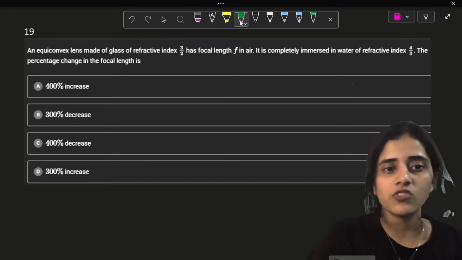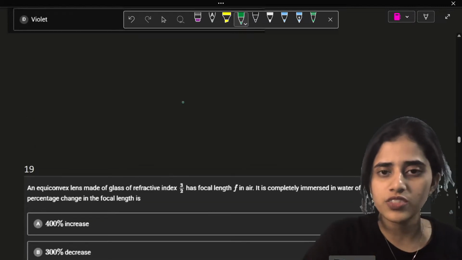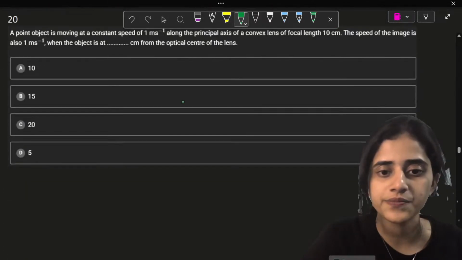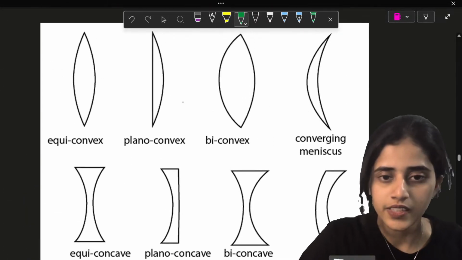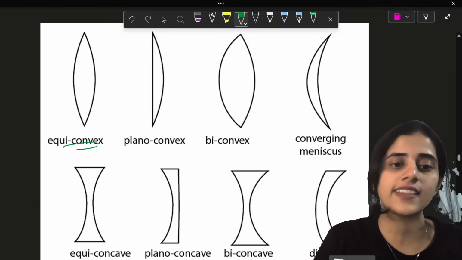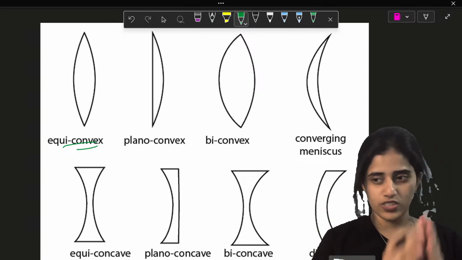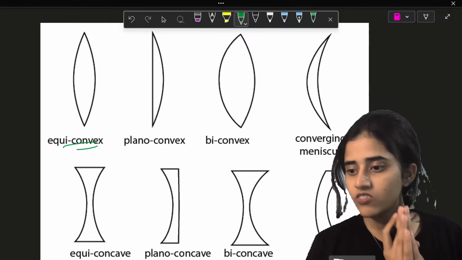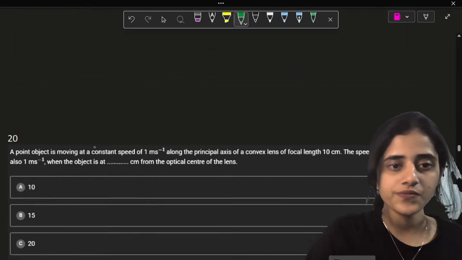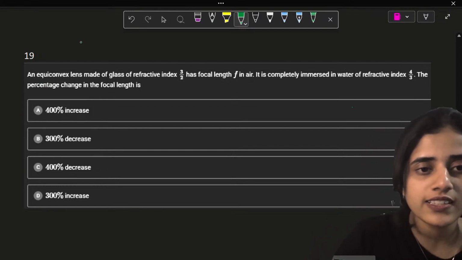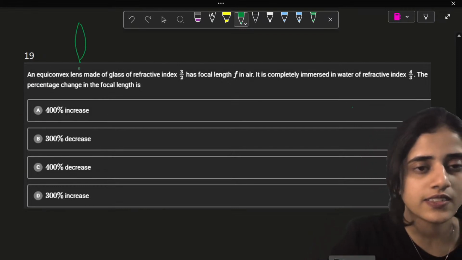Okay, so let's move on to the next question. An equiconvex lens. Did I show you the different kinds of lenses? I had a picture somewhere. So in this question, we're going to look at an equiconvex lens, a lens that looks like this.